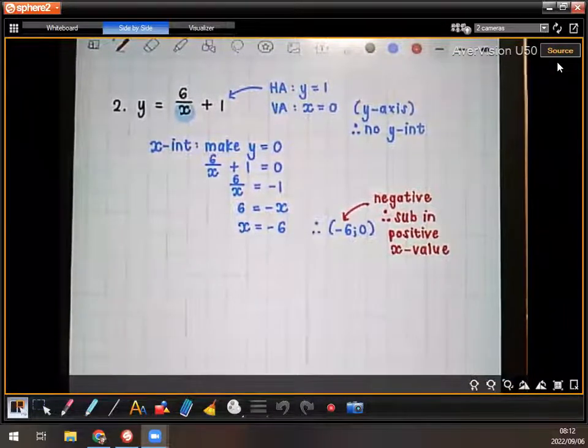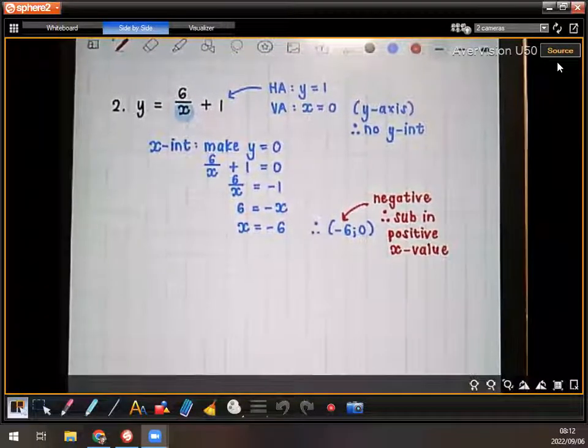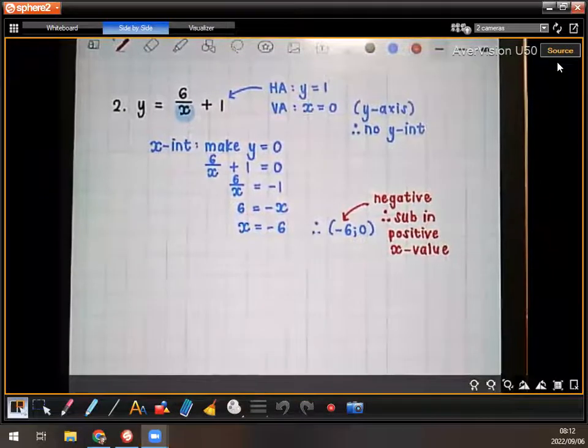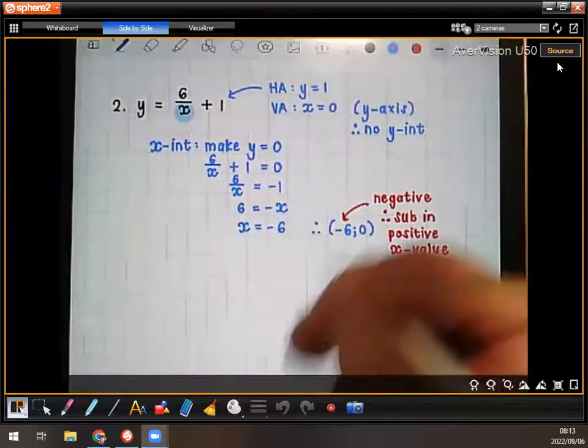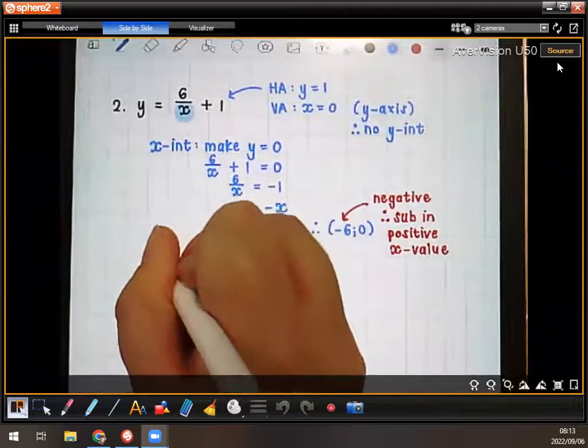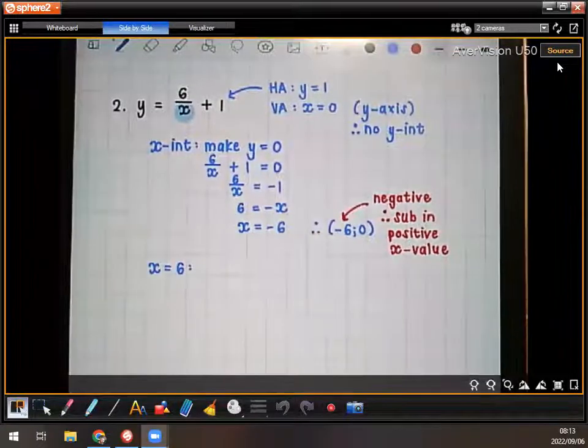Now, guys, this is your choice. Since we have negative 6, you might want to sub in positive 6 so that it is symmetrical. You can sub in any x value, as long as it's positive, but let's go with the symmetrical one. So I'm going to sub in x equals positive 6 to get a y value.